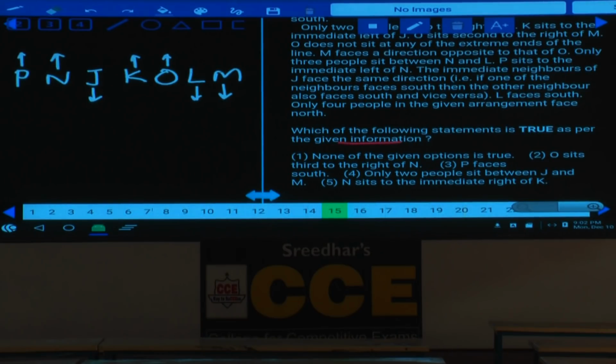Now, O sits to the right of N, that is definitely true, isn't it? Choice 2 is the answer.